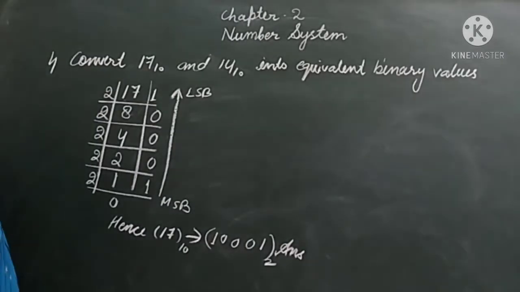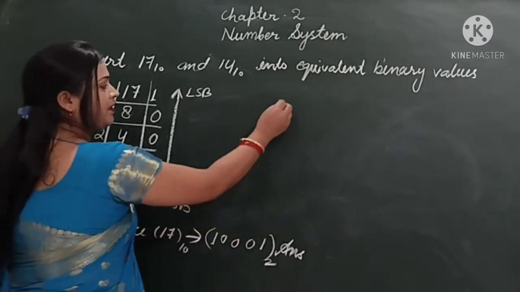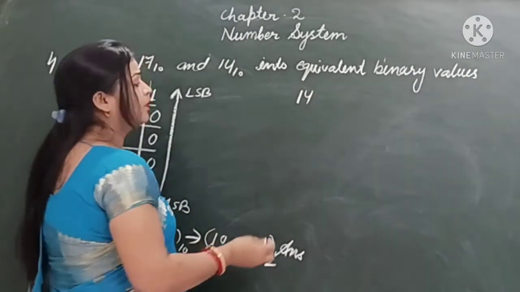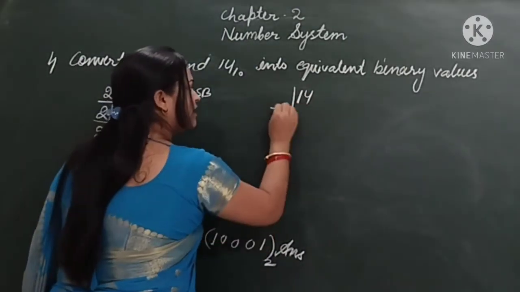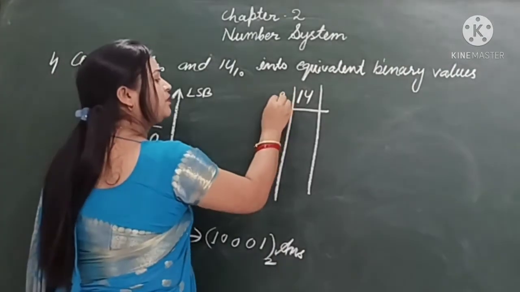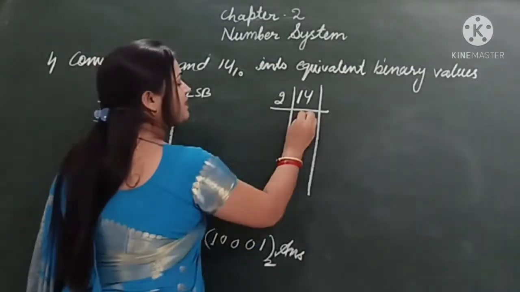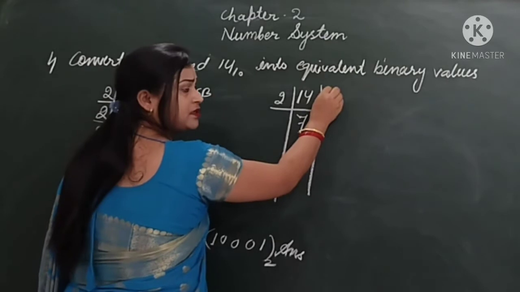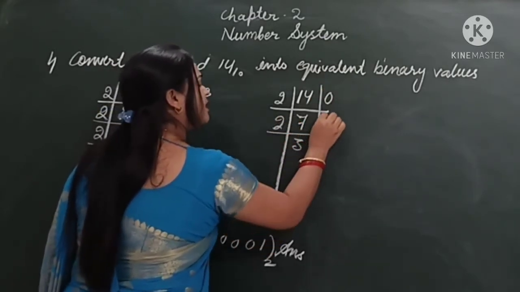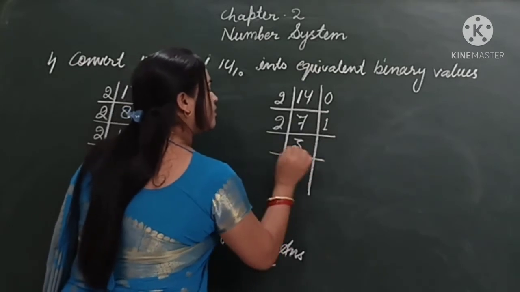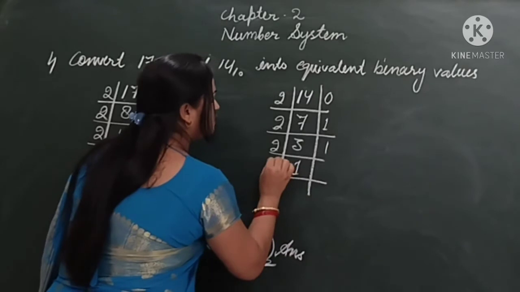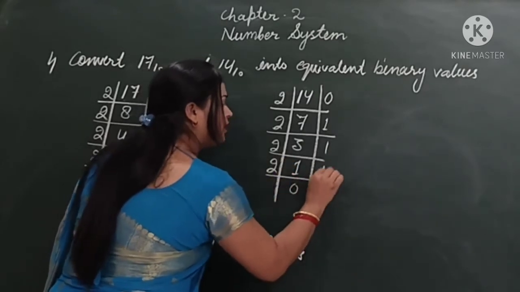Okay. Next, 14. Write the number 14 and then again what to do? We have to divide the number by 2. We draw the line. We divide this 14 by 2. Here 2 7s are 14 and remainder is 0. Then 2 3s are 6, remainder is 1. 2 1s are 2, remainder is 1. Then 2 0s are 0, remainder is 1.